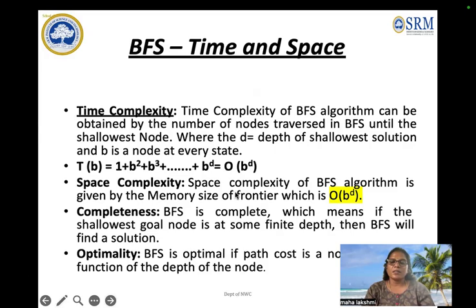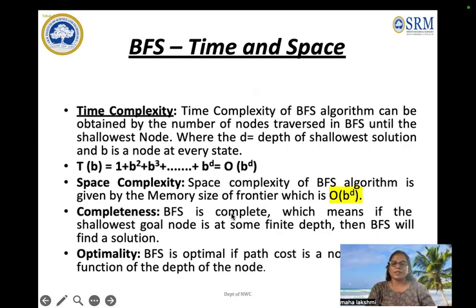Space complexity of the BFS algorithm is given by the memory size of the frontier, which is O of b to the power d. In fact, for depth first search, it is b times d. Here it is of the order of b to the power d, because to search any child node, it has to search all the nodes in the frontier before that node. So it will be searching almost all the nodes. It is equivalent to the time complexity.